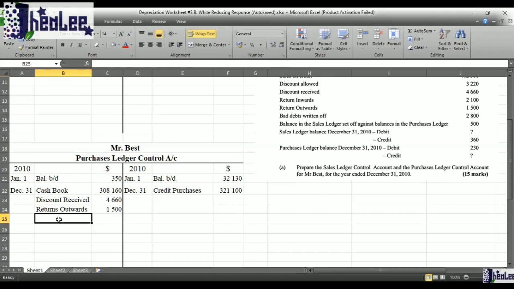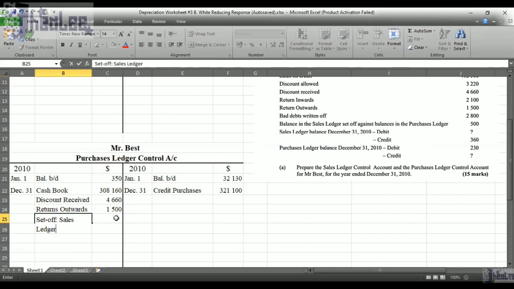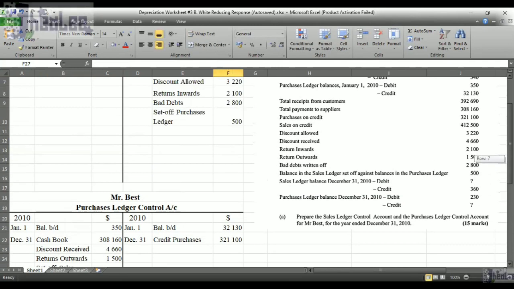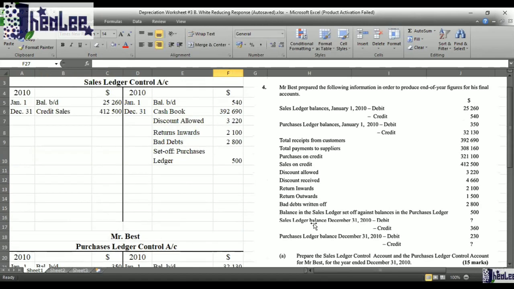It's a reduction. So in our purchases, we're debiting. So that's set off. And we're indicating that we set off our sales ledger. So if you go to your sales ledger, you should see the other entry, and the value that we're setting off is 500. Now, we have gone through the entries from the opening balances down to set off.